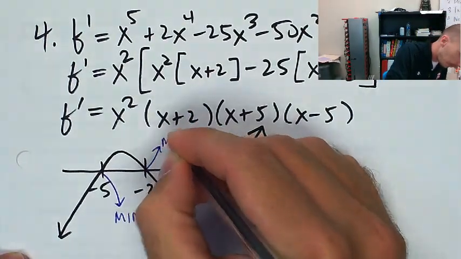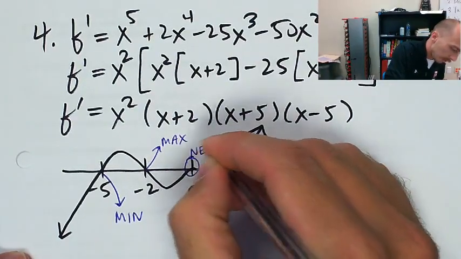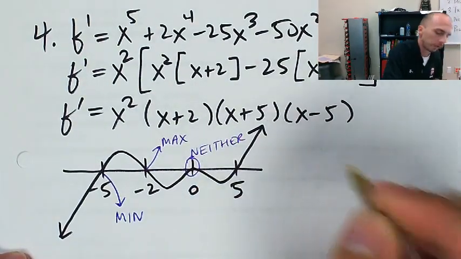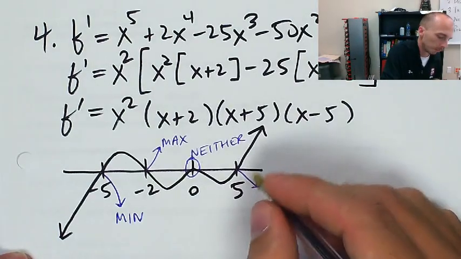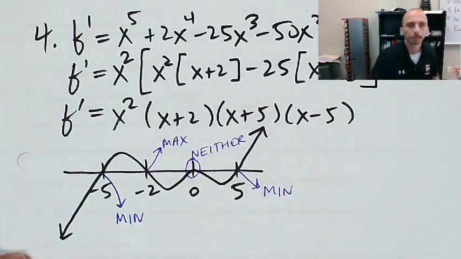Over here, this is the location of a relative maximum on the graph of f. This is neither, because there was no sign change. And then over here, f prime went from negative to positive, meaning we had a minimum. Okay, that's number 4. That was a lot of that, but that's kind of to be expected at this point in the introductory calculus course.